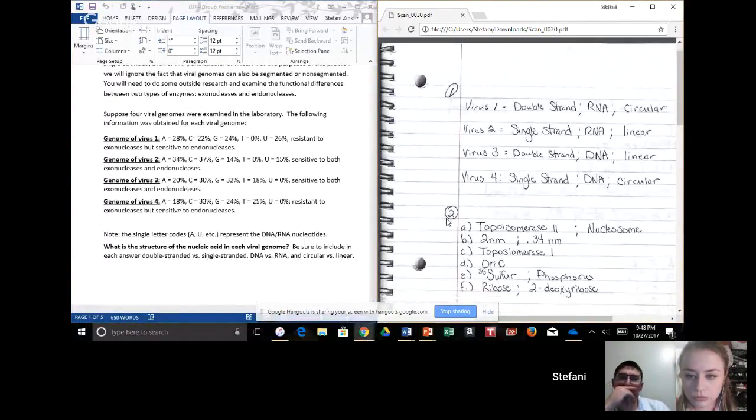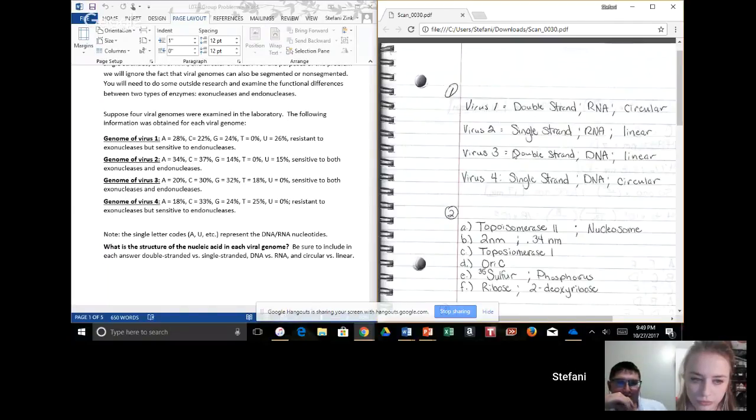It's RNA because it has uracil, and right? That's how you pronounce it? Is it uracil? Yep. Okay, just wanted to make sure. And then since it's resistant to exonuclease but sensitive to endonuclease, it's circular because exonuclease chews at the end of the strand. And if you're a circle, obviously there's no end to eat at.